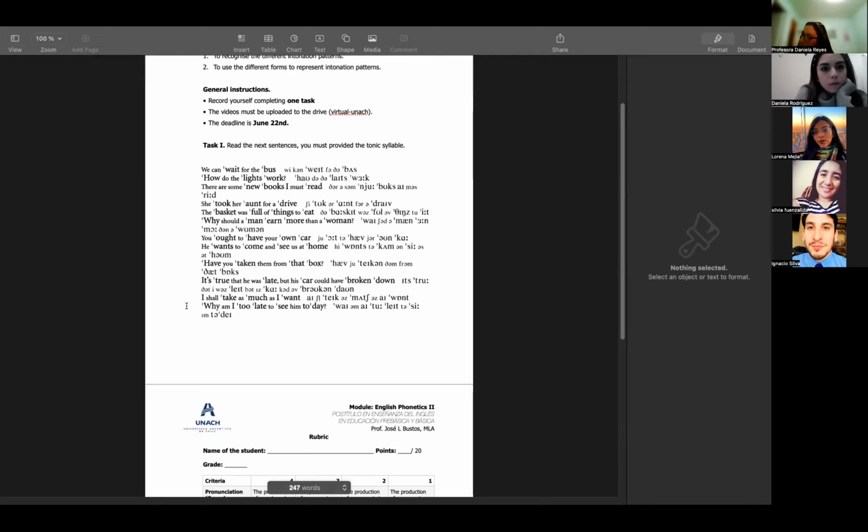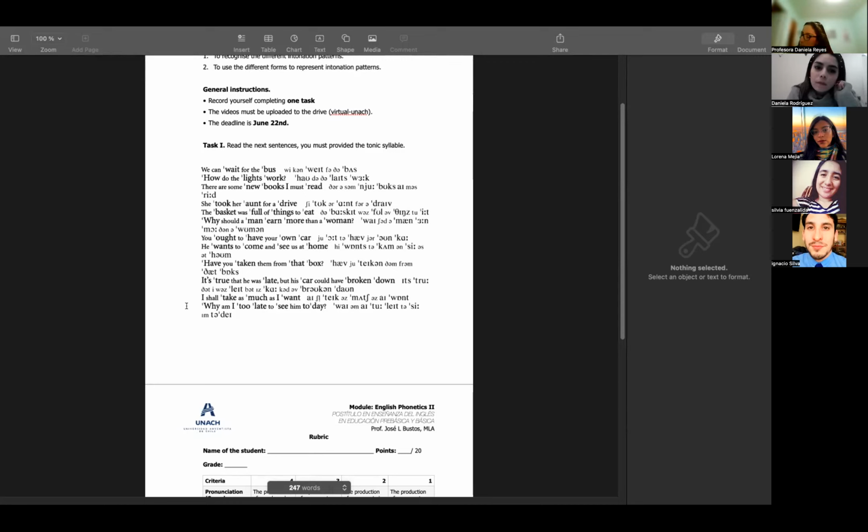Which word you want to emphasize in the sentence. So you're going to have the normal spelling on the left and the transcription on the right. So that will help you to provide the correct pronunciation of the speech sounds, both consonants and also vowels.